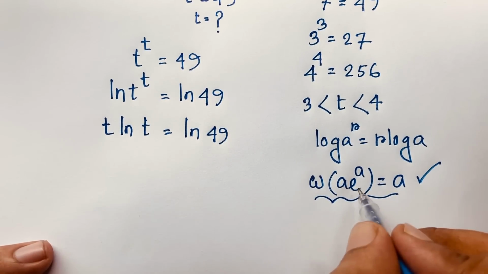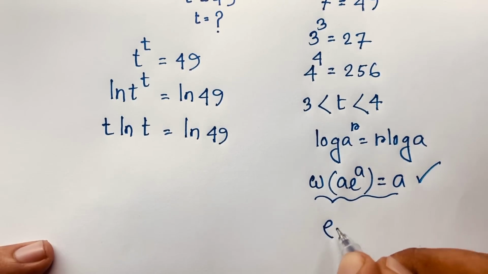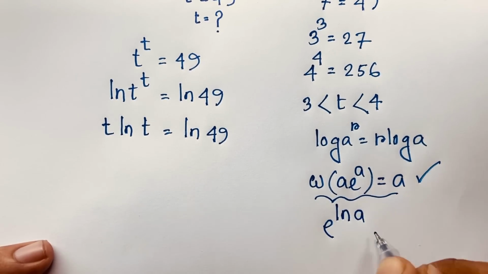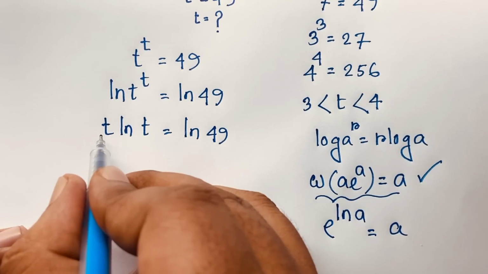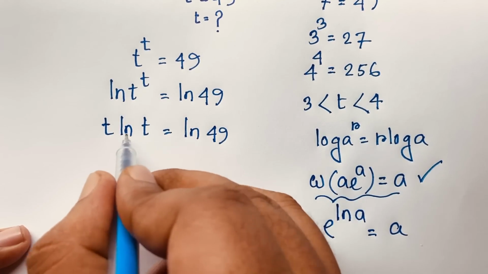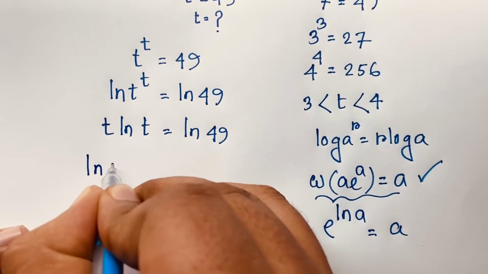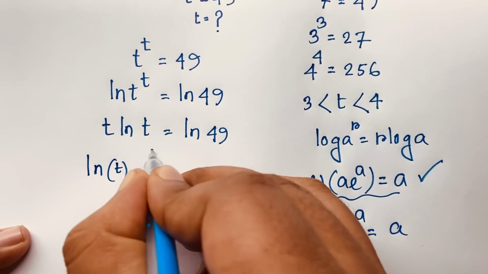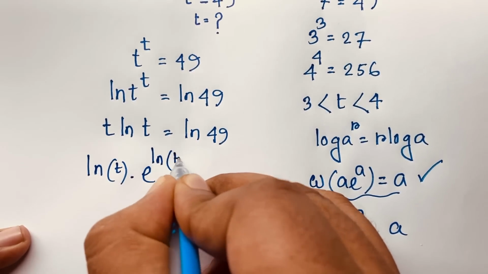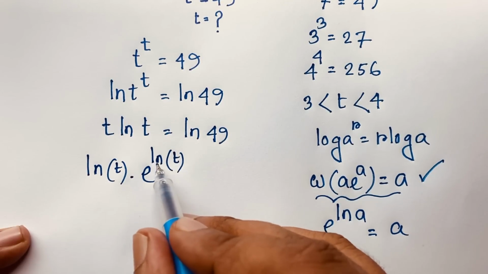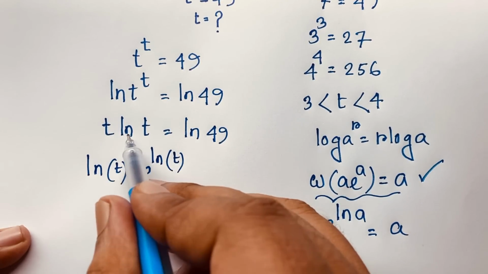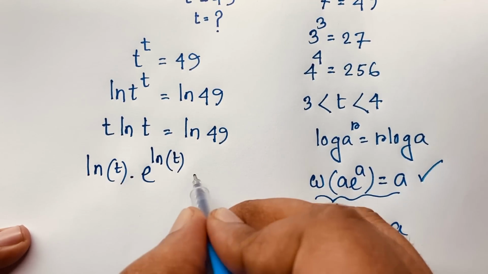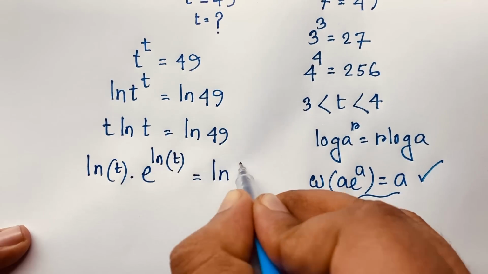At this moment if I use e, we know that e to the power ln a is equal to a. So in this t, I can say easily it will be e to the power ln t. So I take this ln t here. So ln t and this t, it will be e to the power ln t. We know that e to the power ln t will be t. So this value and this value both are the same. And here ln 49.